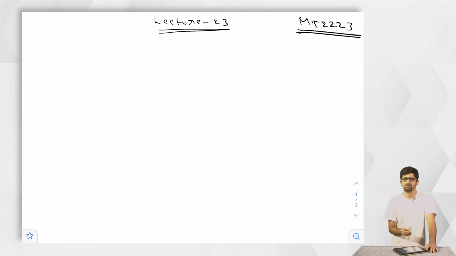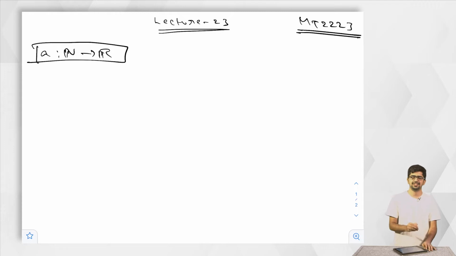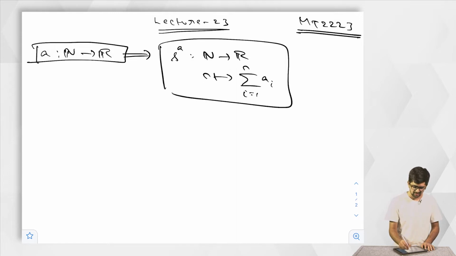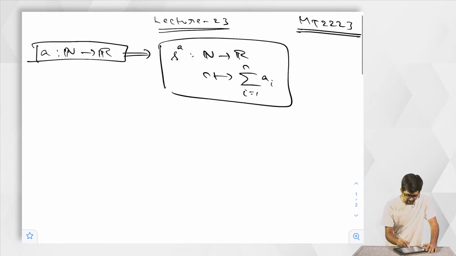In the last two sessions, we have seen the notion of what we have called a summable sequence a from N to R. For this sequence, we have assigned another sequence that we are calling SA from N to R. For each n, we are assigning the sum of the first n elements, a_i, i equal to 1 to n. Whenever this sequence SA is convergent, we call the sequence a summable sequence, and the limit of this sequence we denote by the symbol summation a_n, n equal to 1 to infinity.